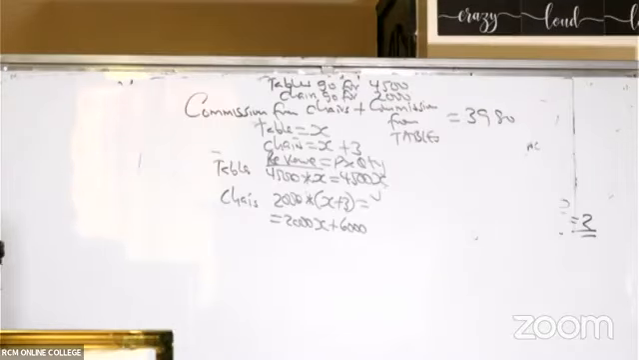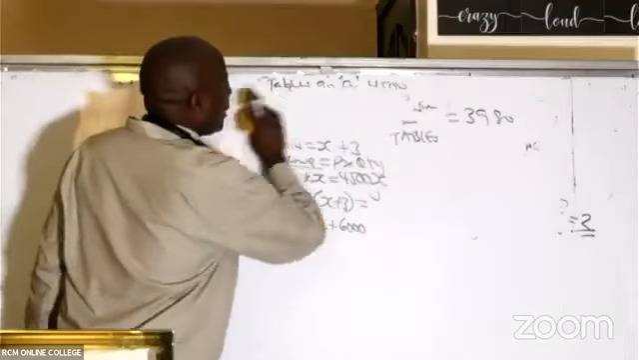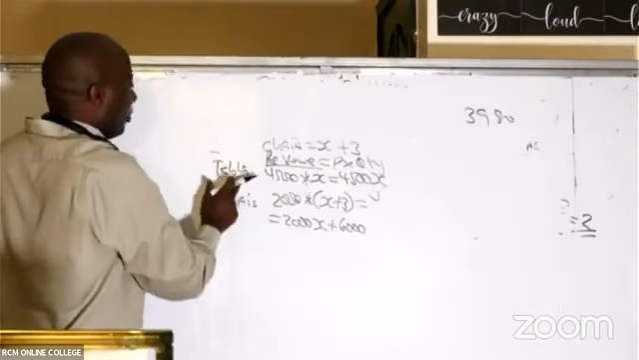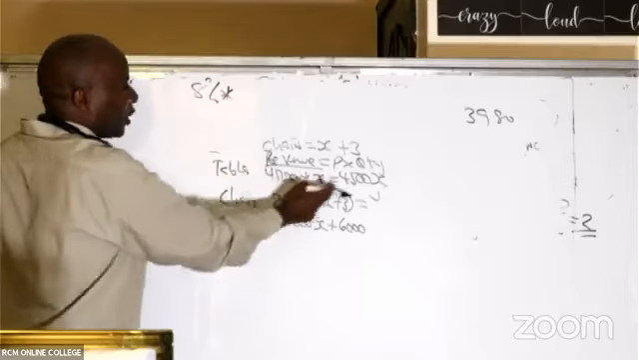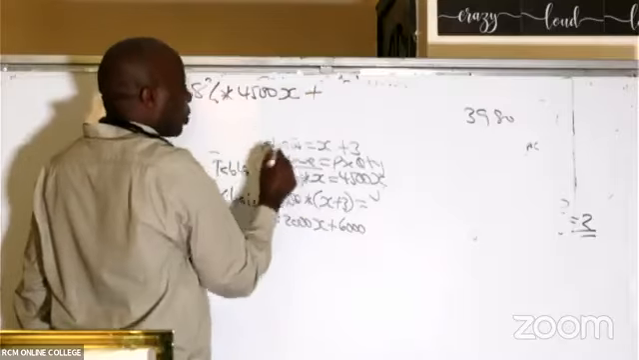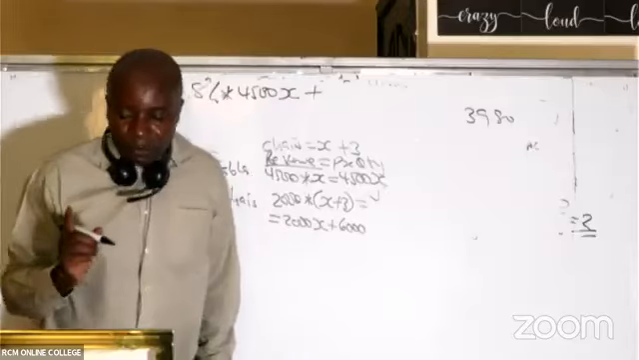Are they able to remember the commission percentages? So tables commission is how much? 8%. So now we are on this stage of commissions. Remember the commission from tables will be 8% of his total sales, 8% of 4,500x. How about commission from chairs?